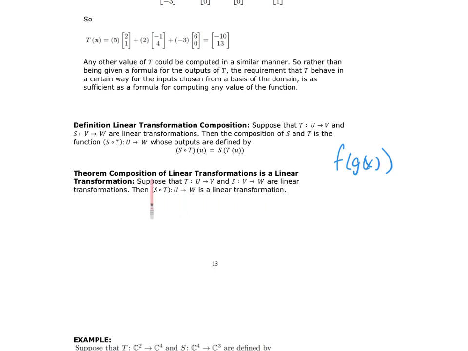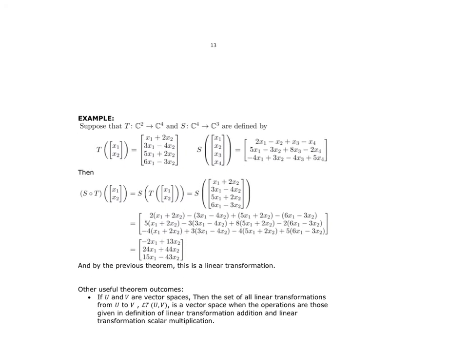So suppose that this is our theorem that goes with it. Suppose that T is a linear transformation and S is also a linear transformation. Now notice that I'm going from one domain into a codomain. That codomain becomes a domain of my outer function, which I end up with in a brand new codomain W. And we know when this happens, it is a linear transformation. So let's take a look at this.